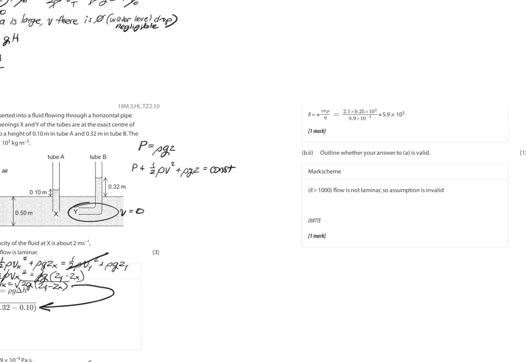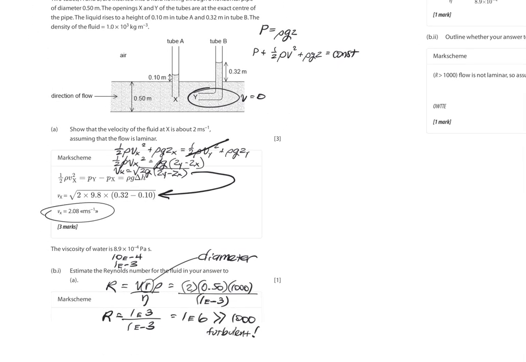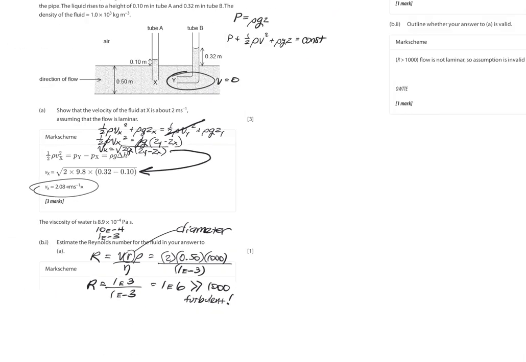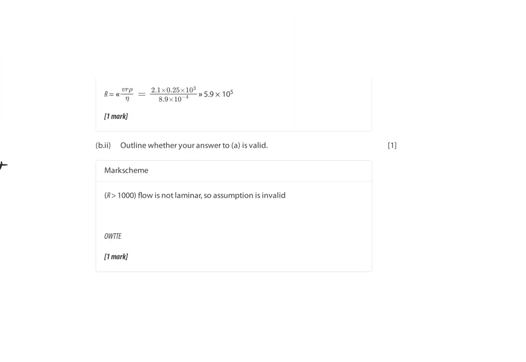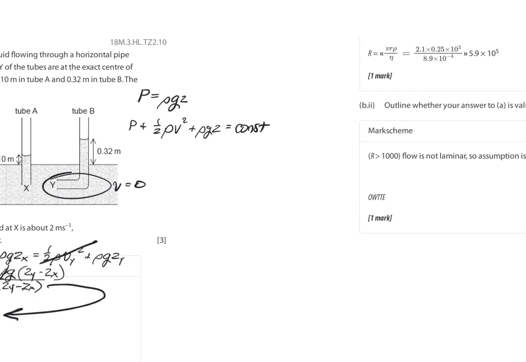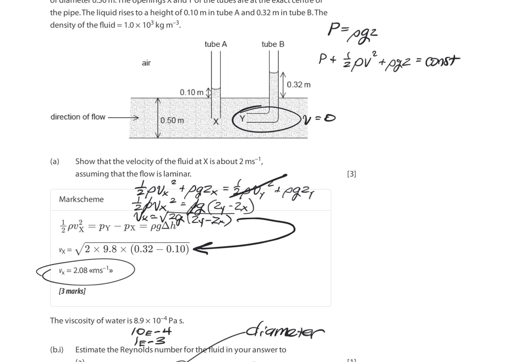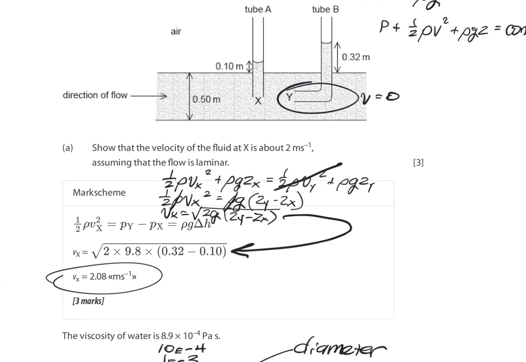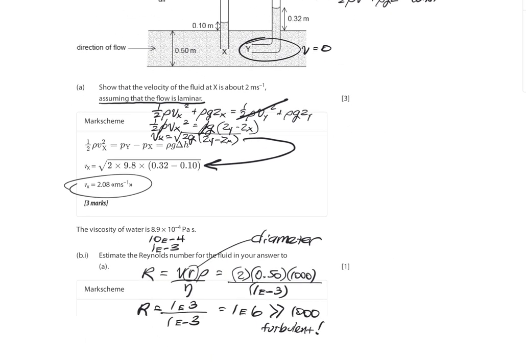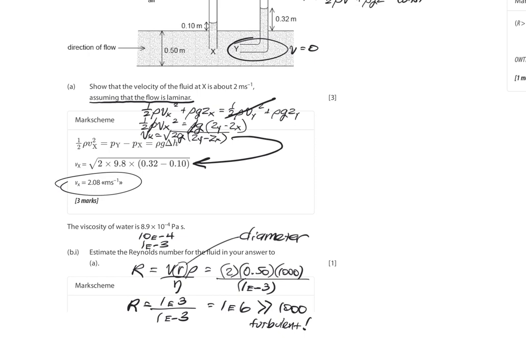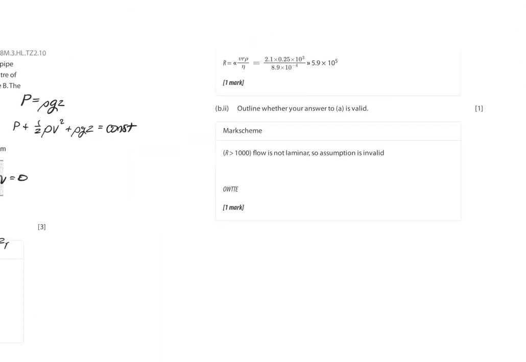So we got our Reynolds number. That was a 1-point calculation anyway. And then it says, is your answer to A valid? Interesting. So the validity, it says, assuming that the flow is laminar, right? But we just figured out that no, it's not laminar. It's turbulent. So therefore, the answer to A, flow is not laminar, so the assumption is invalid. Interesting way of asking that question.